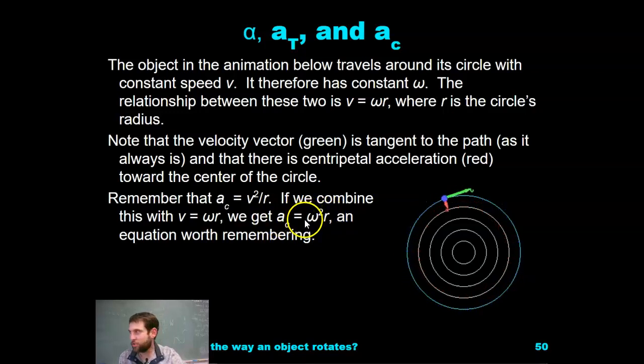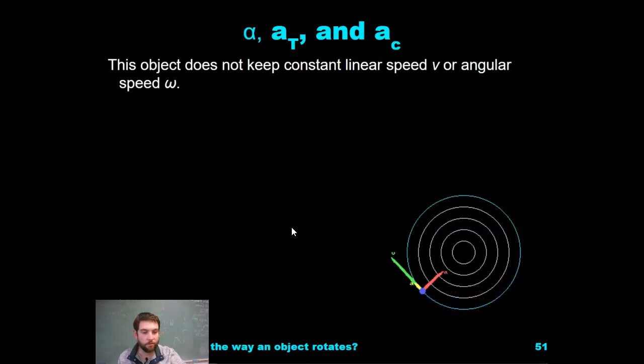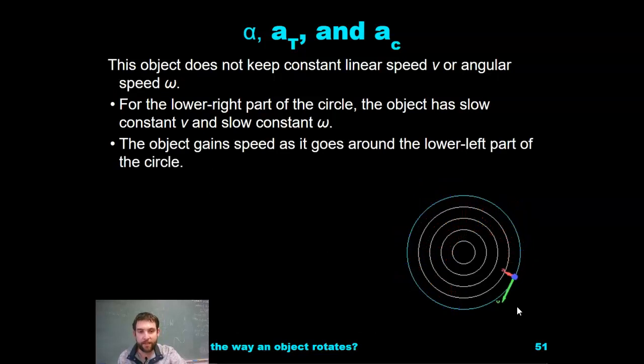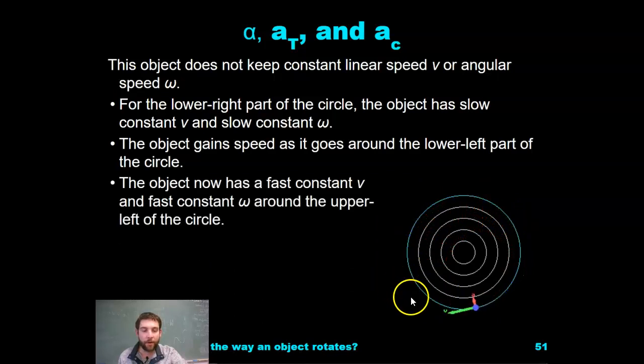It's given to you on the equation sheet, but at the same time, we don't use it often enough to have it specifically at the front of our brain, so putting in some effort to remember that one will serve you well. This object doesn't keep a constant linear speed or angular speed. For the lower right part of the circle, the object has slow constant velocity and a slow constant omega. The object gains speed as it goes around the lower left part of the circle, so we're speeding up right here. Now it has a fast constant velocity and a fast constant angular velocity around the upper left part of the circle.